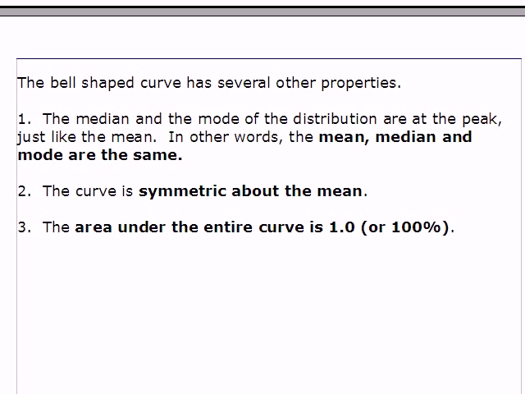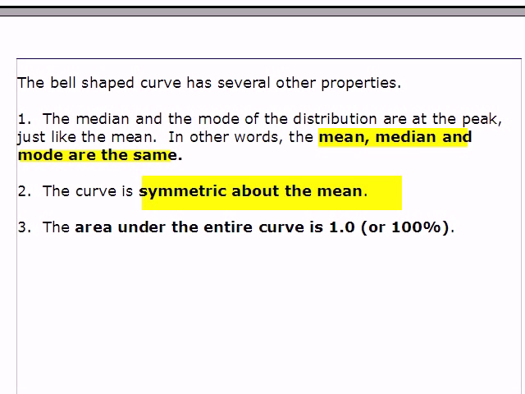Here are some more facts to remember about this bell-shaped curve. Again, when I say bell-shaped, I mean the normal distribution, also called the Gaussian distribution, and it is a curve that follows the equation that I showed you earlier. For the normal distribution, the mean, the median, and the mode are all in the same place, right in the middle of the curve. The curve is symmetric about the mean, so the right and left sides are the same.